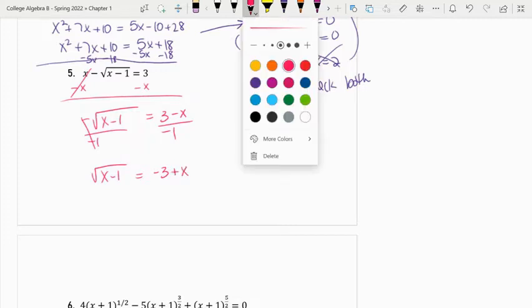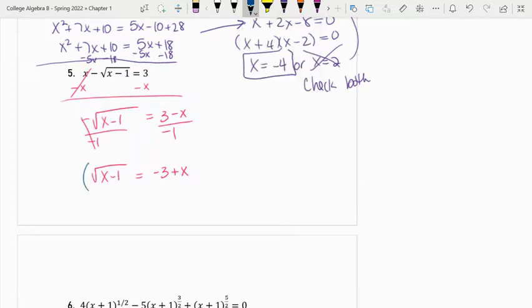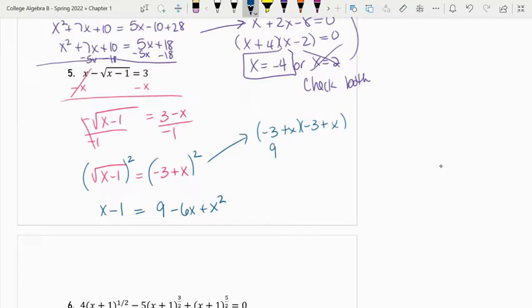So how you get rid of a square root is you square both sides. So we're going to square both sides now, which means x minus 1 equals, when you square that out, you would get a 9 minus the 6x plus x squared. So what you're doing is taking negative 3 plus x times negative 3 plus x. So 9 minus 3x minus the 3x plus x squared, which gives you 9 minus 6x plus x squared.